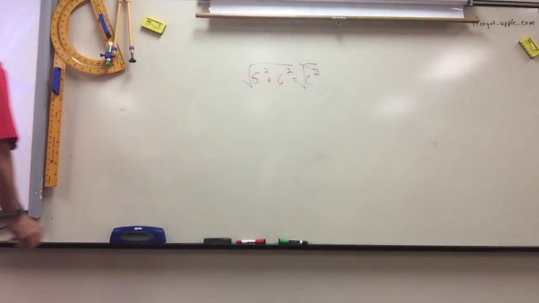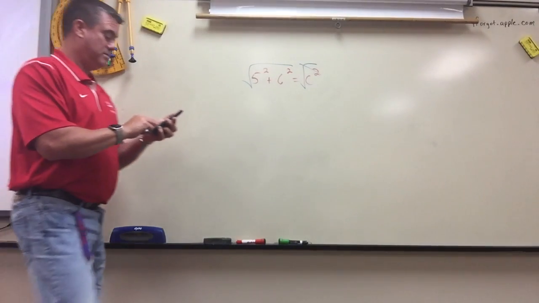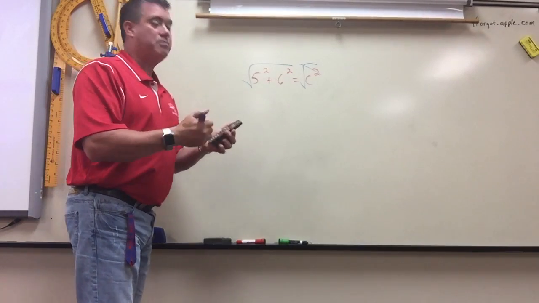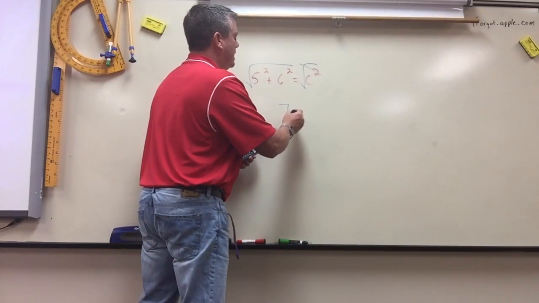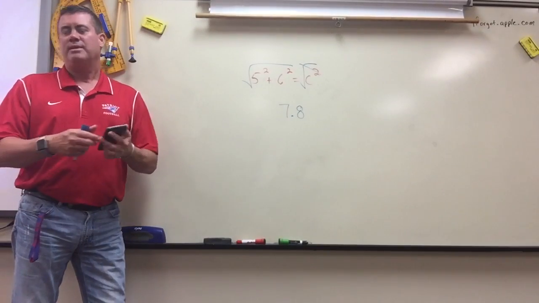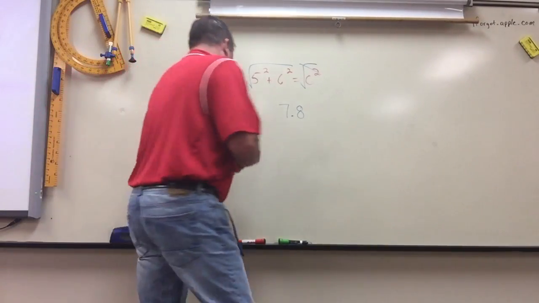So it is 7.8. On these, when you're going to get decimals, just round to the nearest 10th. In geometry, most of the time, we always just round to the nearest 10th. Sometimes they say 100th, but mostly the 10th. Okay?